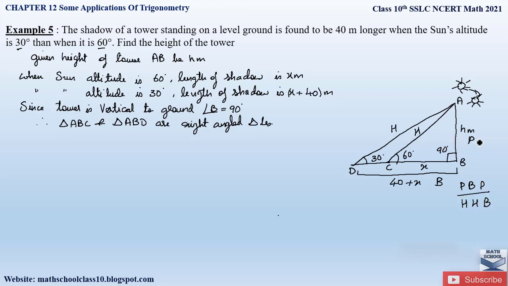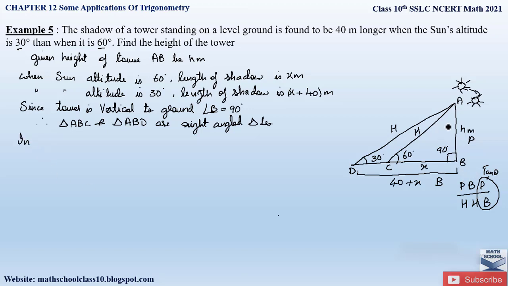Right, so now since we have to find out the height of the tower, which is the perpendicular side in both the triangles, and we know only the base, so we will consider the base and perpendicular ratio to apply the trigonometric ratio. So the perpendicular by base ratio is given by tan theta. So we will apply the tan trigonometric ratio.